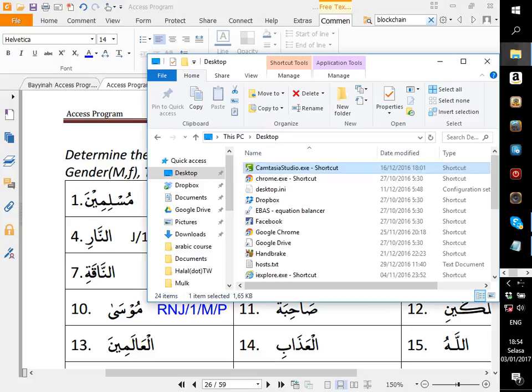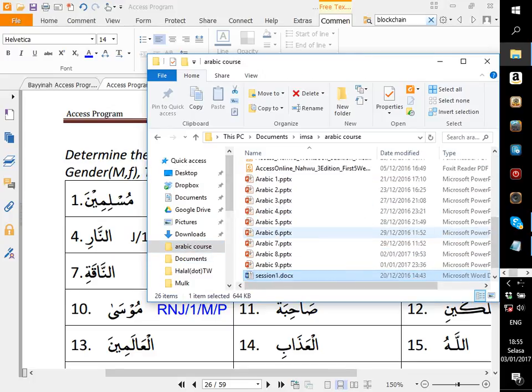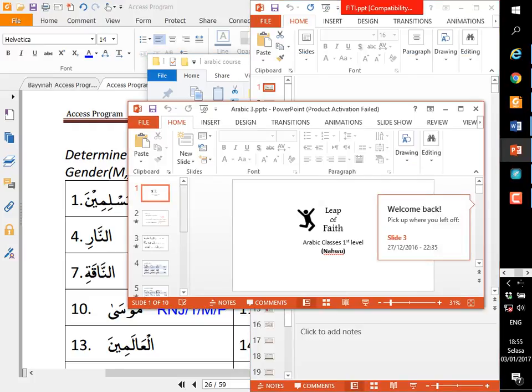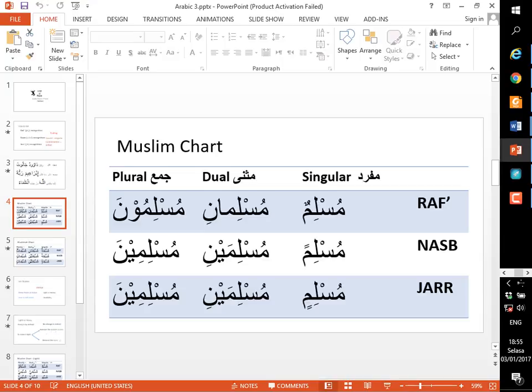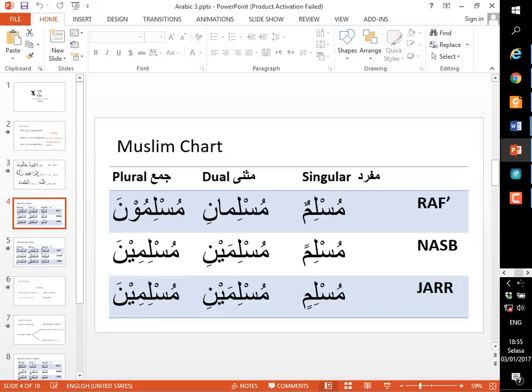So if you take a look at the word Muslimat, and the singular, Muslimun, Muslimani, Muslimin, right? If you take out the nun sound, Muslimu, Muslima, Muslimi, right?